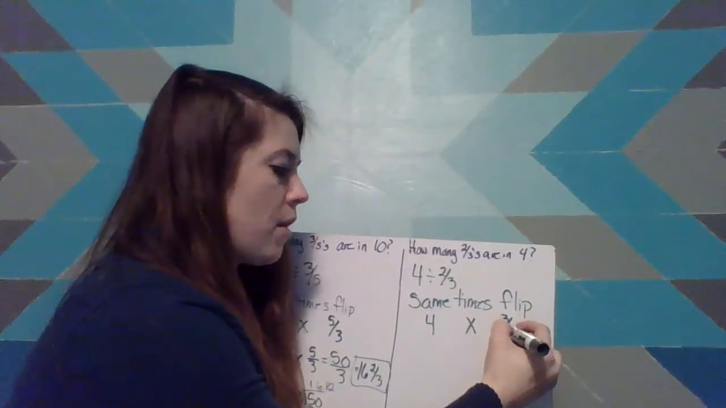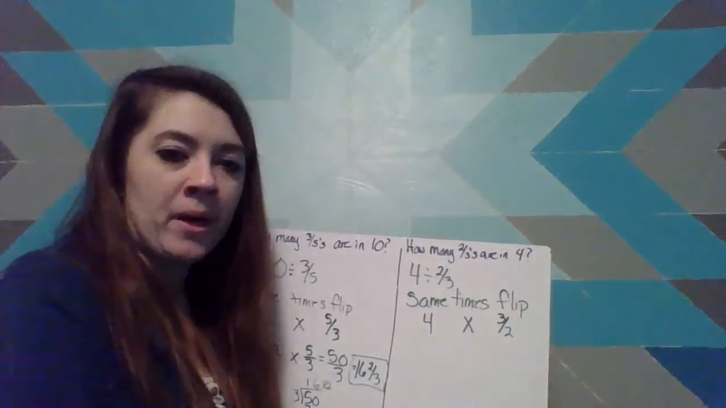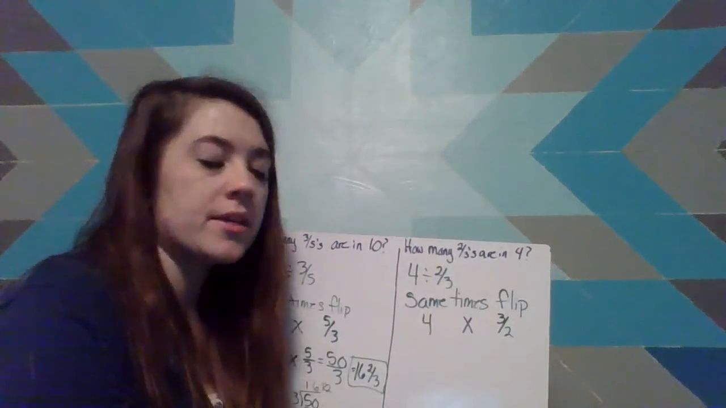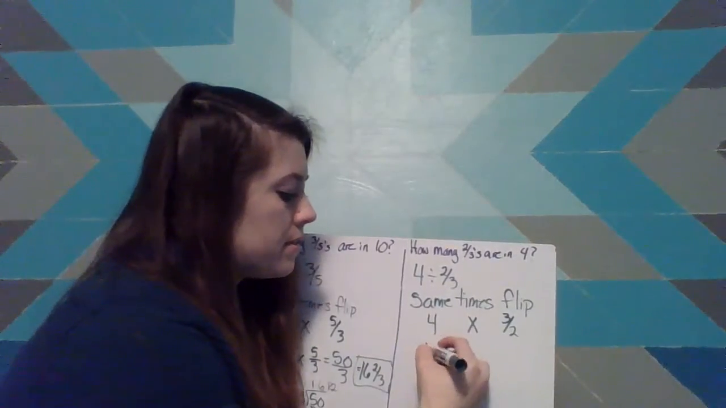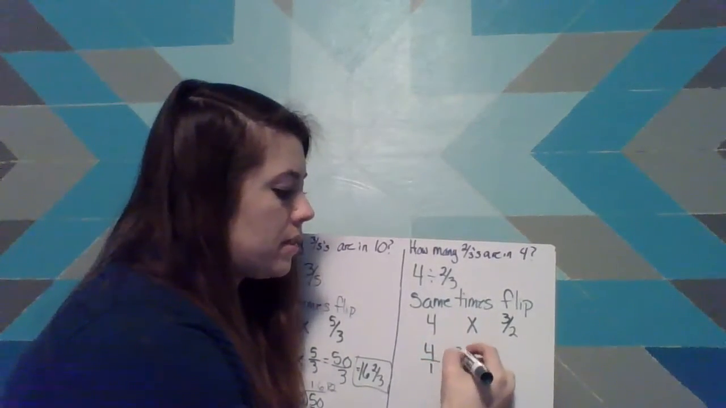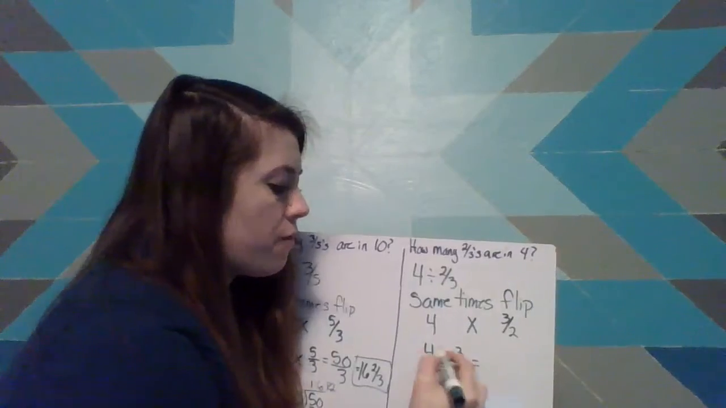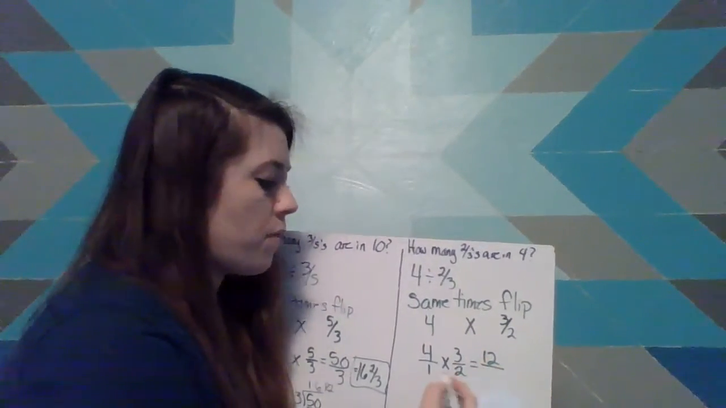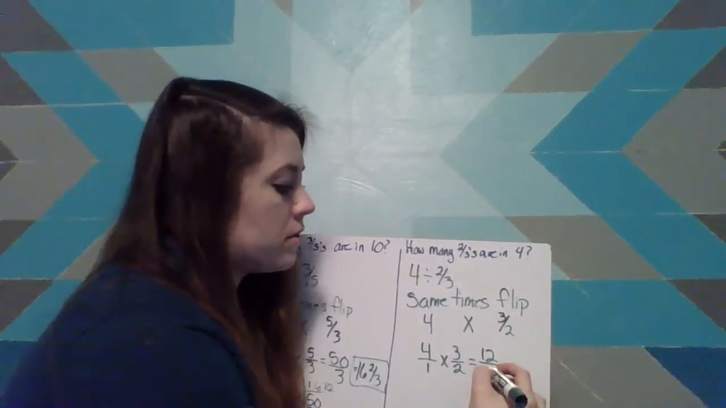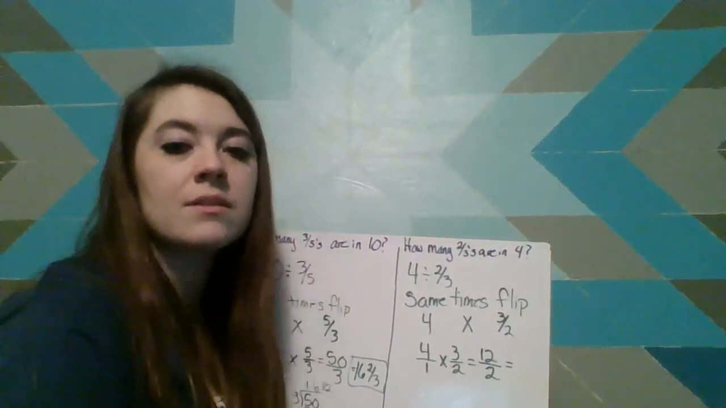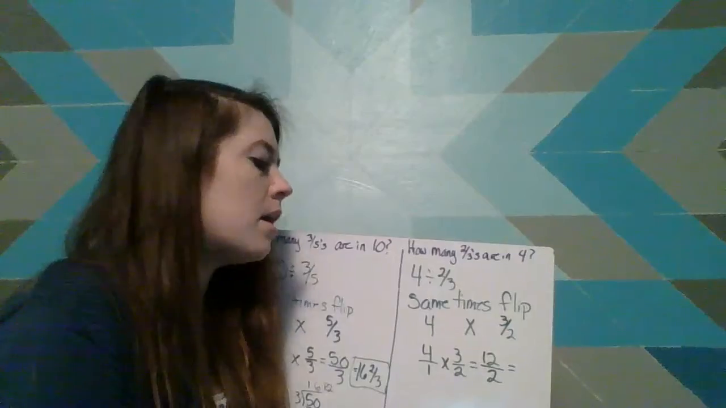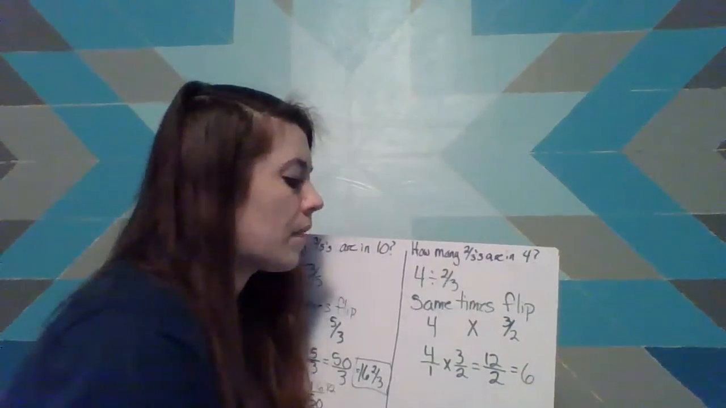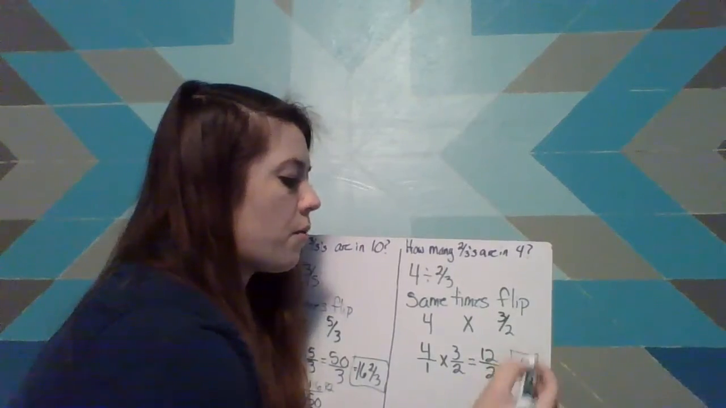So that becomes 3/2. Remember, your key word for today is reciprocals. So there is an S on the end of that. This is 4/1 times 3/2. 4 times 3 is 12. 1 times 2 is 2. Can we reduce this? Yes, we can. So 12 divided by 2 is 6. So our answer here would be 6.